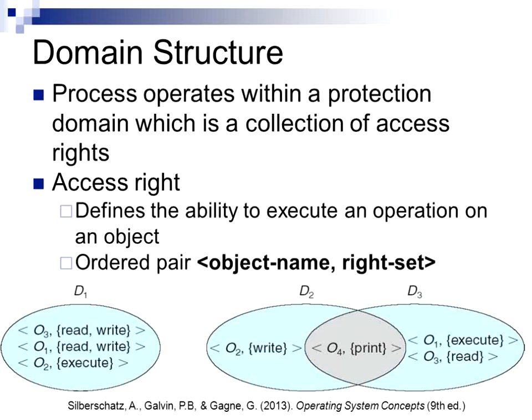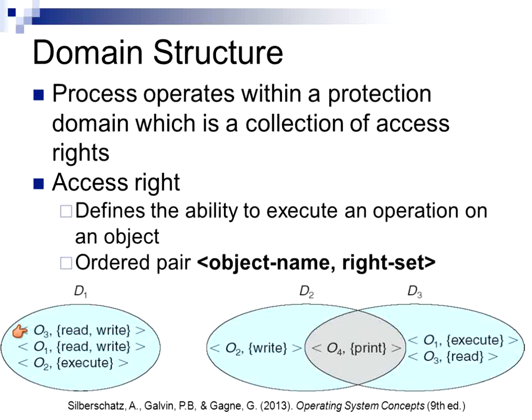So when we look at the domains, we have what's called a domain structure. And what we're actually looking at is how a process within a process domain can access certain resources. So a process operates within a protection domain, and a protection domain is a collection of access rights. Access rights are the ability to execute a certain operation on an object. And so for each object in a domain, you can say, what is the right set for this domain?